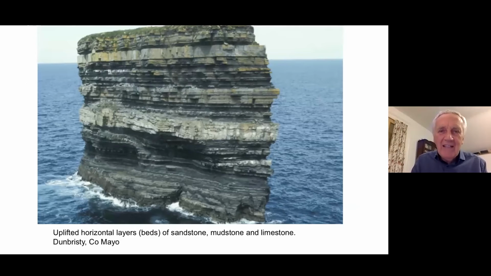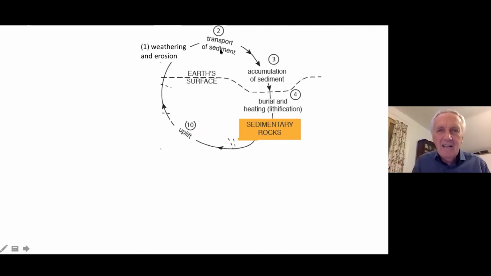Well, we can summarize that sequence of events in a little diagram like this, a little loop: weathering and erosion, transport, accumulation, burial, heating and lithification, making sandstone, the sedimentary rock. And all sedimentary rocks form like that. And then uplift brings it back to the surface where weathering and erosion can start all over again, and so it can go round and round.